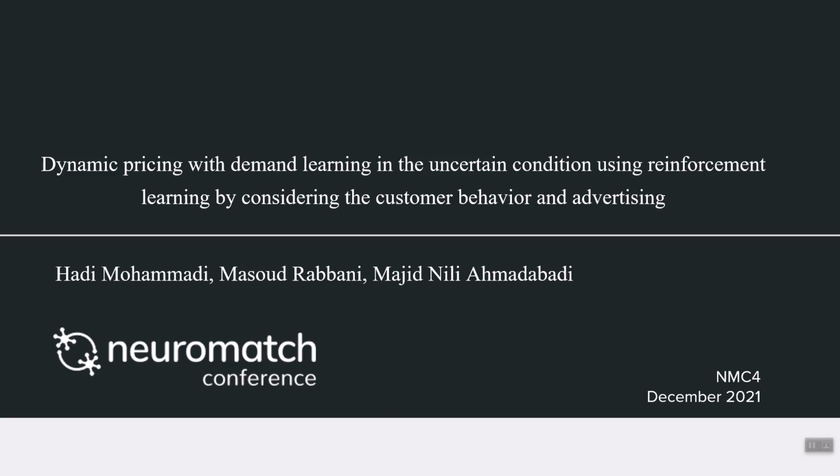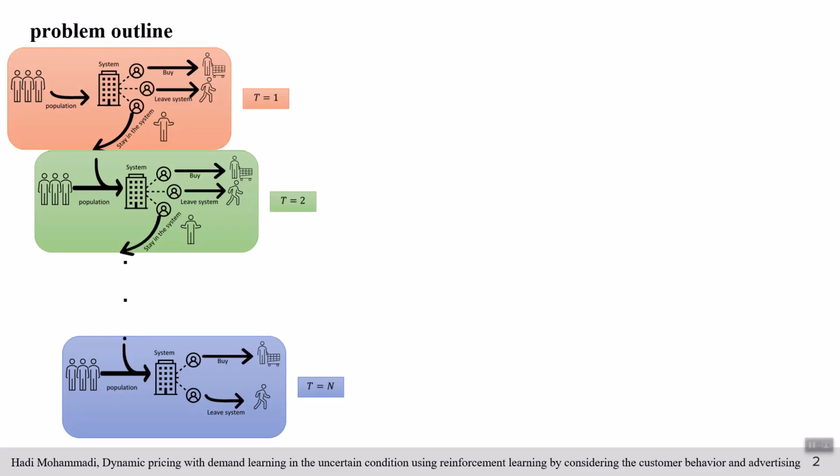This research is about using reinforcement learning in the dynamic pricing problem by considering customer behavior and advertising. About the problem outline, we have a multi-armed bandit problem. As you can see, the population is present at the first of each period, and after some interaction with the system, the customer can decide to buy, leave the system, or stay in the system for the next period. This will be repeated from t equal to 1 until t equal to n.